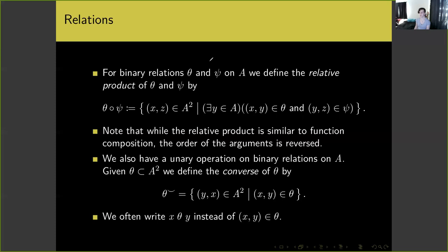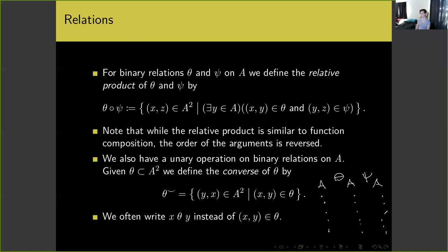All right. So we also have slightly fancier ways of forming new binary relations from old ones. If we have two binary relations, again say theta and psi on A, then we define the relative product of theta and psi by saying that it consists of all the pairs xz where there's some y in A so that xy is in theta and yz is in psi. And so if we want to picture this, maybe I'll draw this down here, we can imagine that we have three copies of our set A. Then theta is some relation and psi is some other relation. And so if these points represent my elements of A, I'm drifting off the side of the screen here, okay.